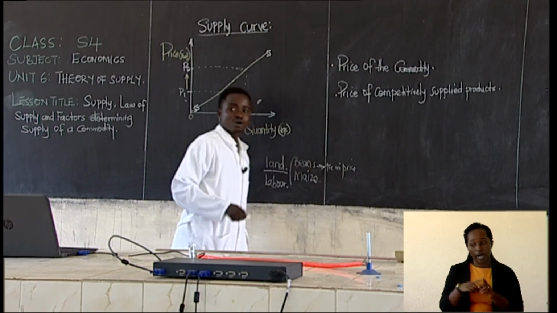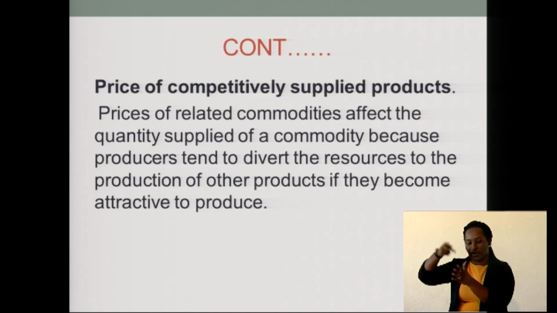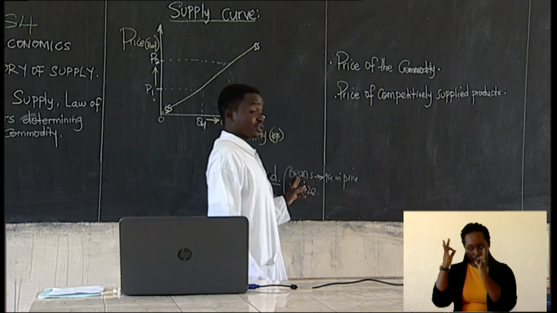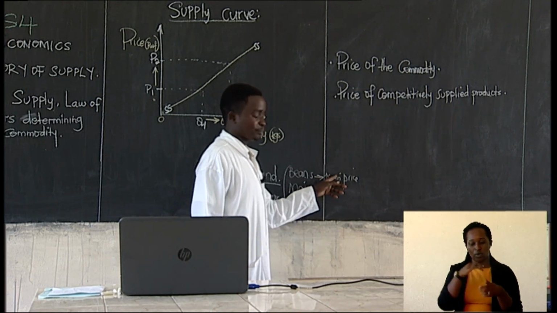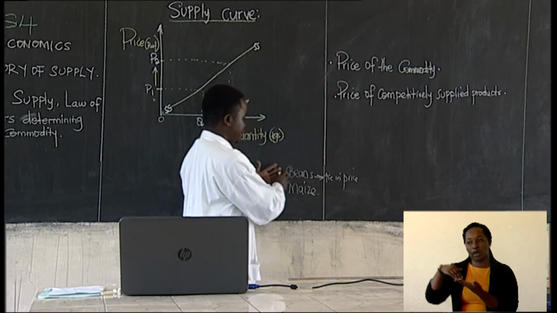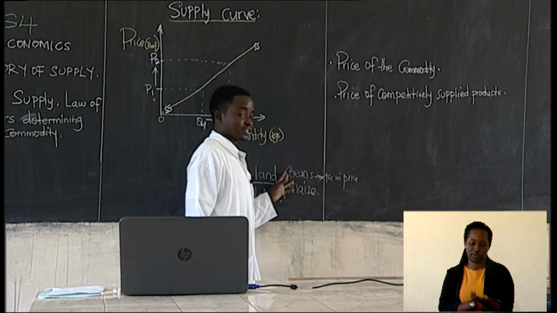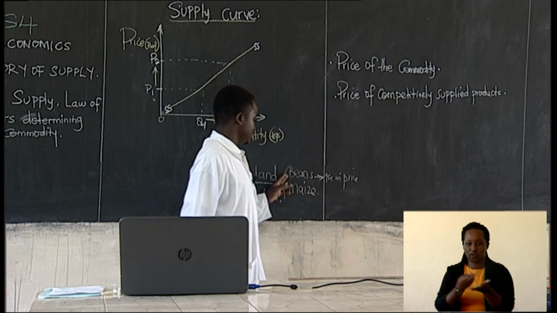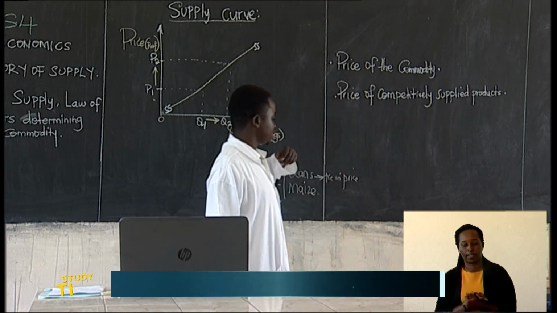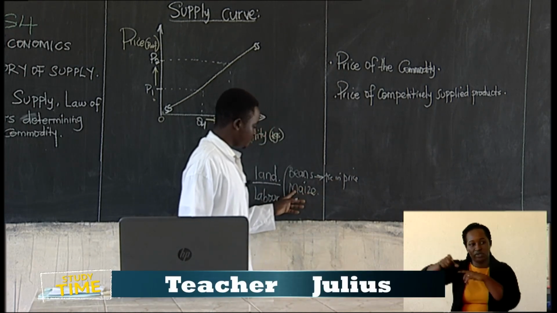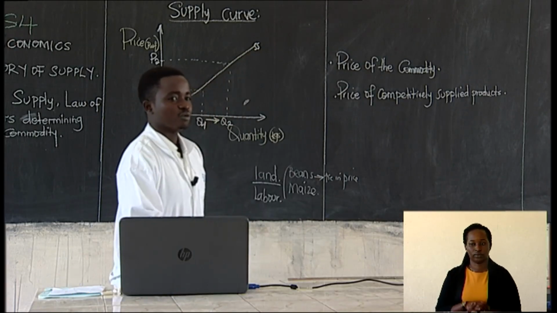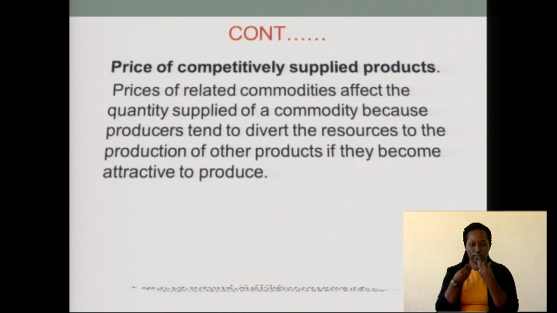So that is price of competitively supplied product. Resources here will be channeled to the production of the commodity which is attractive or whose price has increased. The supply of maize on the market will reduce because more resources will be diverted to the production of more beans because its price has increased. So the supply of maize will reduce, the supply of beans will increase. So that is price of competitively supplied products.